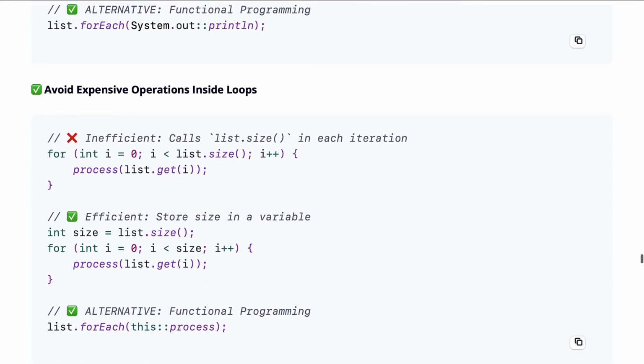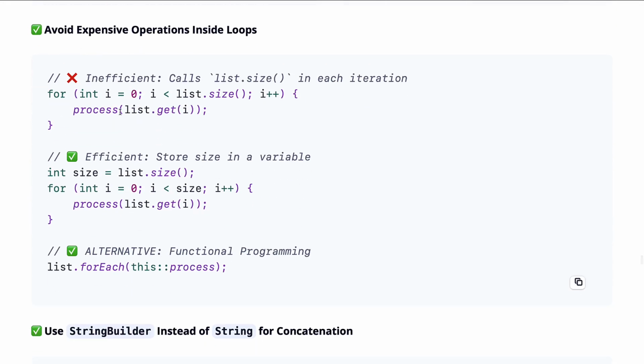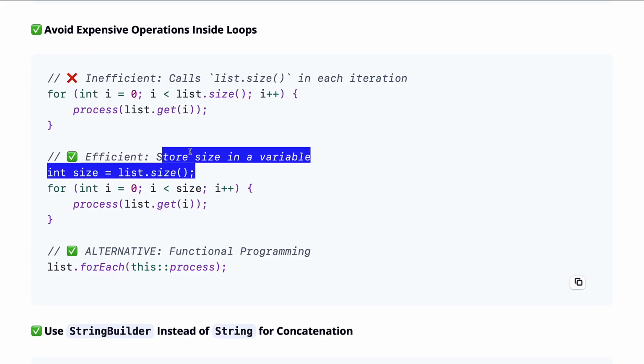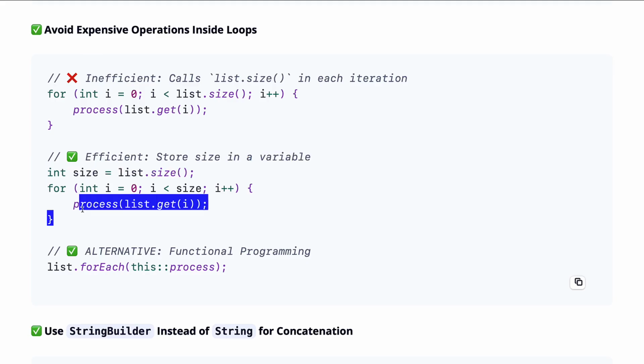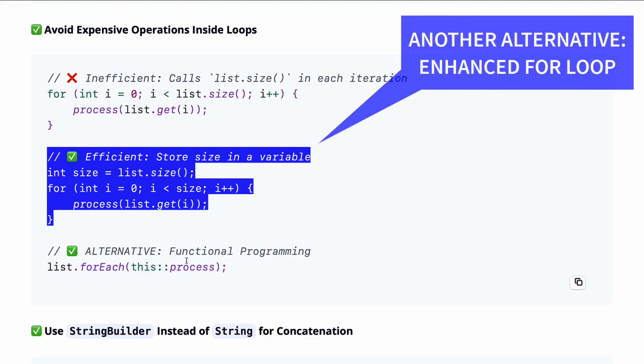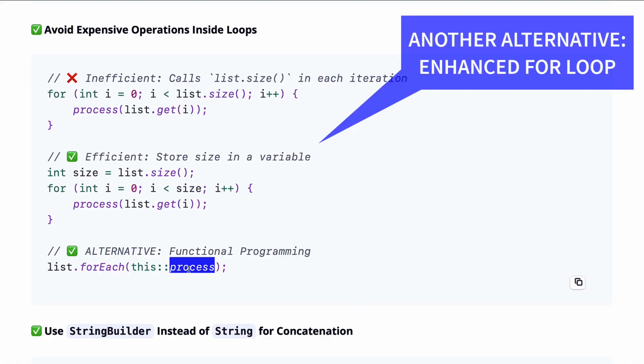Next, avoid expensive operations inside the loop. Here the expensive operation that we are performing is list.size. If you have any expensive operations that you are performing in the loop, it is preferred to do it outside the loop. So what we are doing is storing size in a variable. So this is efficient because we are not repeating the same thing again. The same thing which we are trying to do in here can also be done using functional programming. We just need to say list.forEach, do the specific process.